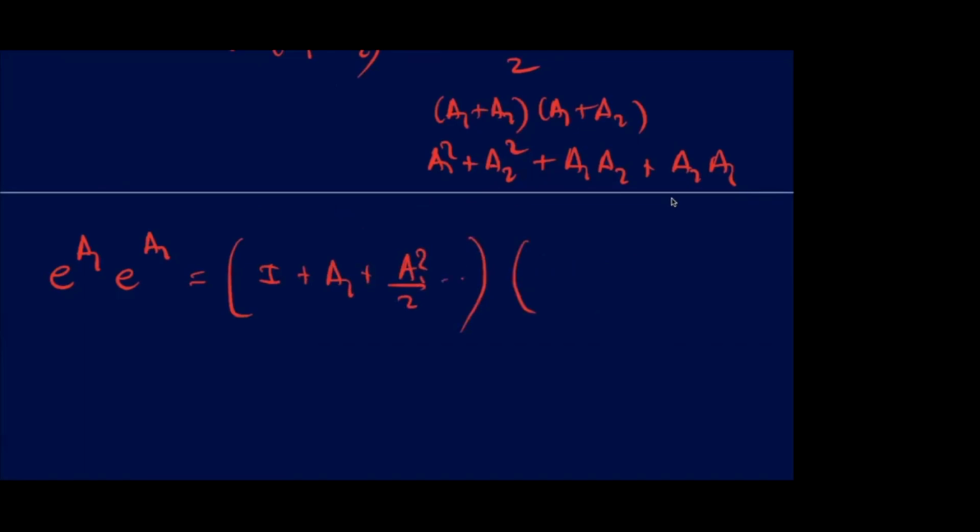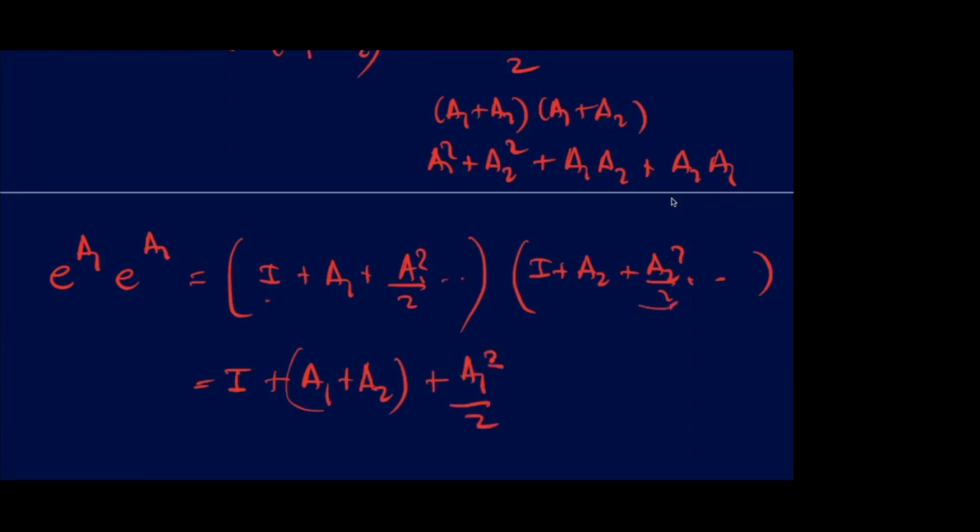But when you do, for instance, exponential A1 times exponential A2, I'm doing just the product of the expansion of A1, identity, and A2, the square, and so on. And when you expand this, you have identity times identity, identity. A1 times identity and identity times A2, I get A1 plus A2. And then I also get quadratic terms, right? A1 squared times identity divided by 2. I also get A2 squared times identity, so I get also A2 squared divided by 2. And I get also A1A2, right?